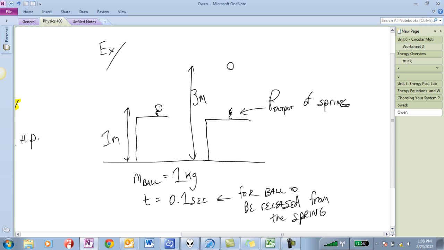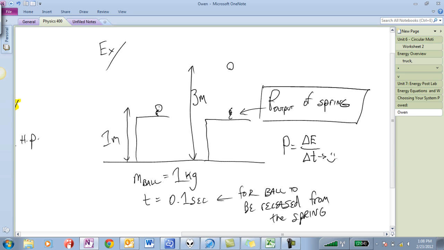And so this is our example problem. This is going to be very similar to something that you might run into in your homework tonight. So how do you do it? What's the first goal? Well, the first thing that I see is this right here, and this is my goal. So I go to the equation, I say power of the spring has to be equal to the change in energy of the spring per the change in time. I'm happy because I know the change in time already. That's given to me. However, I don't know the change in energy of the spring.